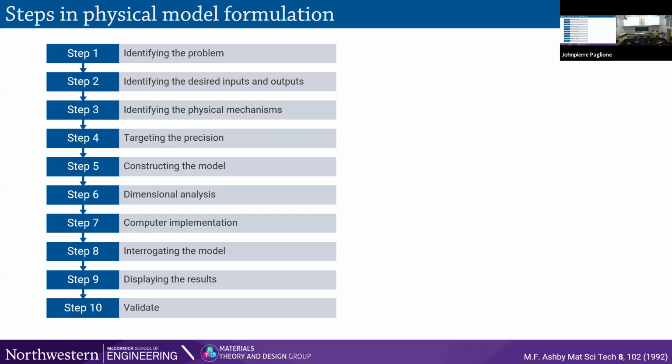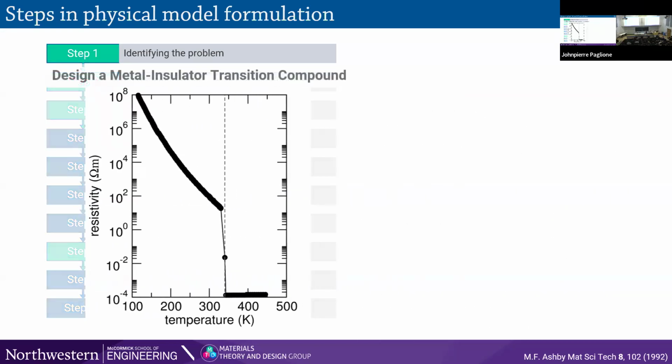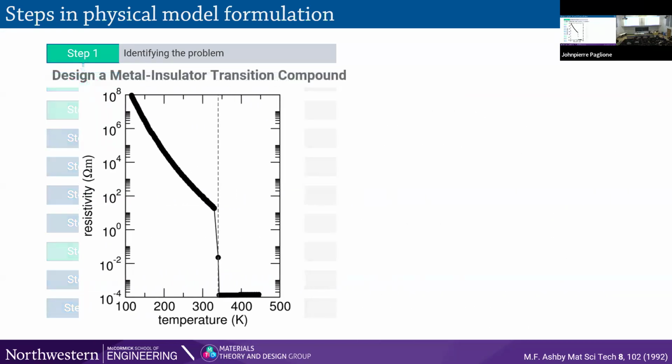What we're going to do is come back to this diagram. Identifying the problem, we'll look at the inputs and outputs, the physical mechanisms, and then how we interrogate the model. The problem statement is very straightforward. I want to design a metal insulator transition compound: a single-phase material that undergoes a change in resistivity. Here's a thermally driven metal insulator transition, where upon cooling we have metallic-like resistivity that decreases until a critical temperature. We have a phase transition, and then it exhibits insulating behavior upon further cooling.